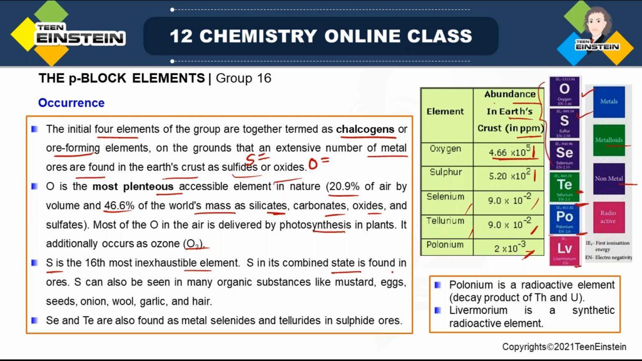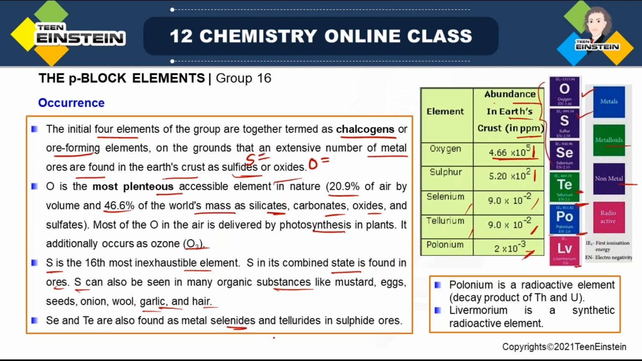In its combined state, that is when it is not in free state, it is not simply sulfur, it is present in some compound, that is combined state. It is also found in ores, that we have already mentioned in the first point, that is present as sulfide anion. You can also find sulfur in many organic substances like mustard, eggs, seeds, onion, wool, garlic, hair. So see, in some cases, that is garlic, eggs, onion, there is some specific smell, and that is actually because of this sulfur. Then selenium and tellurium, these are also found as selenide.